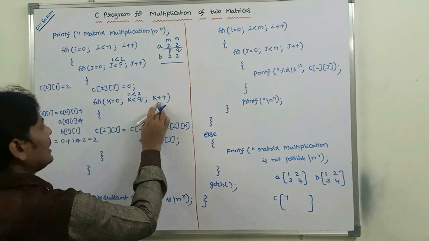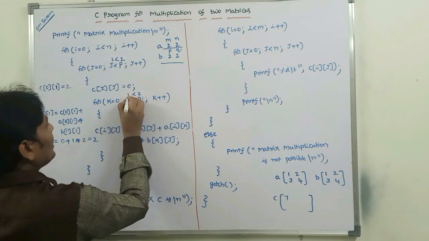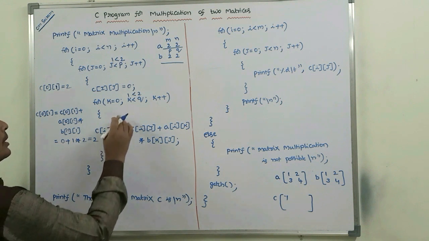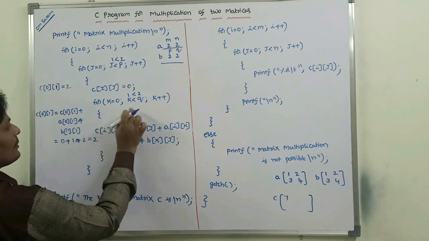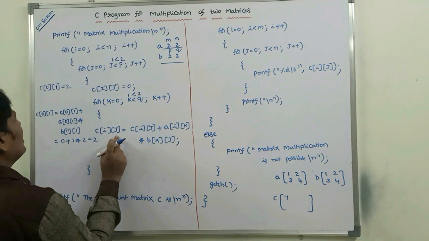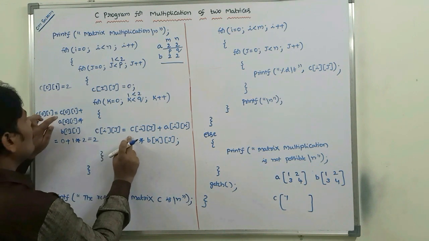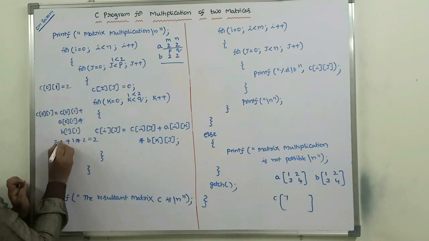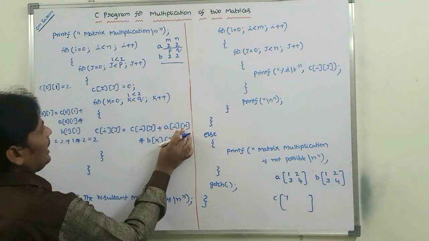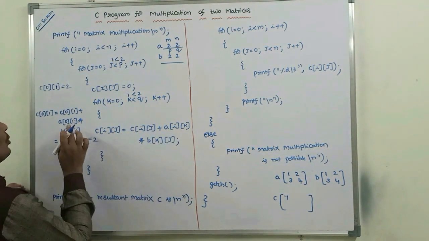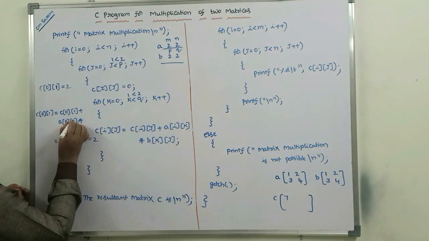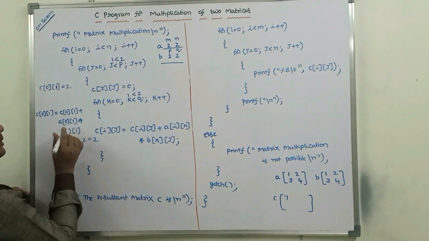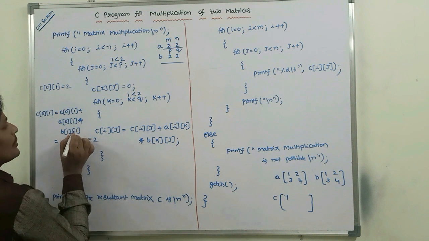Next, after that, k value is incremented. Now k value 1, 1 less than 2. Condition true. The control goes to the body of this for loop. C of i j, that means C of 0, 1 is equal to C of 0, 1. C of 0, 1 value is 2. Next, A of i k, i value 0, k value 1 into B of k j. K value 1, j value is also 1.